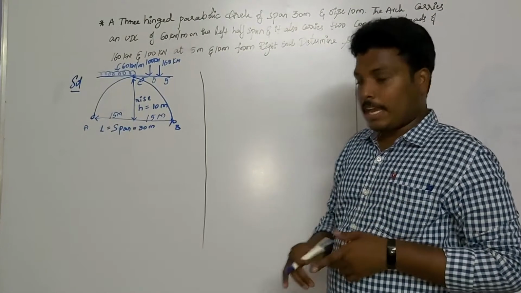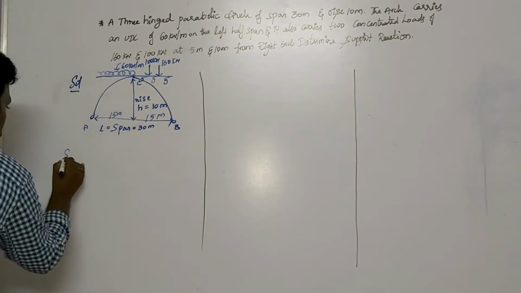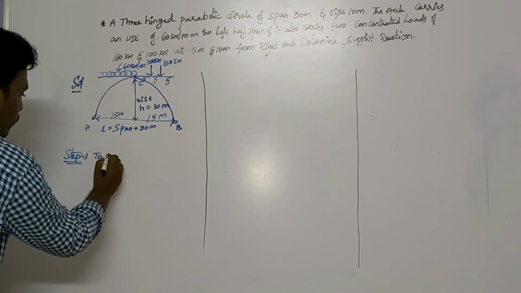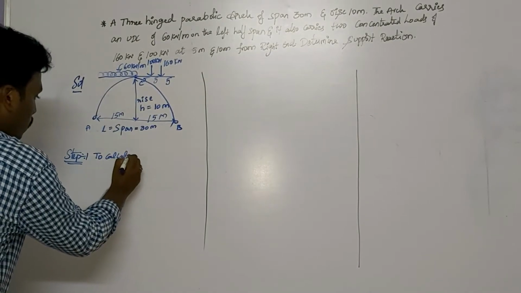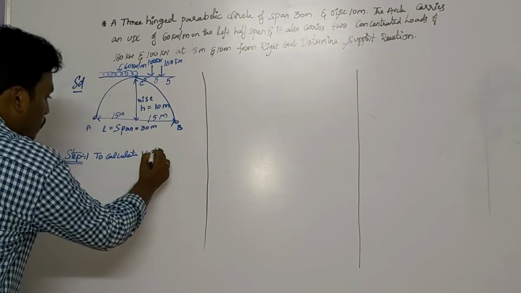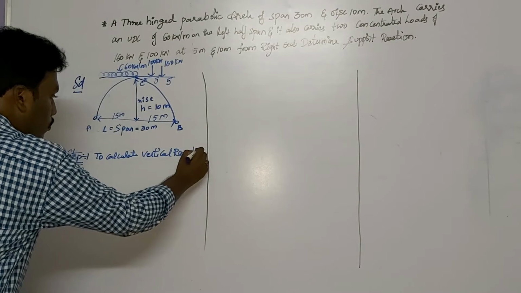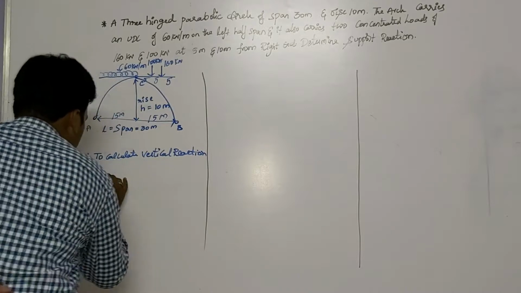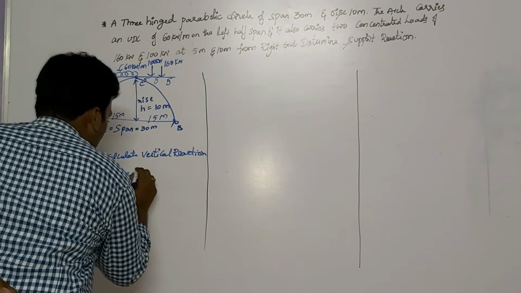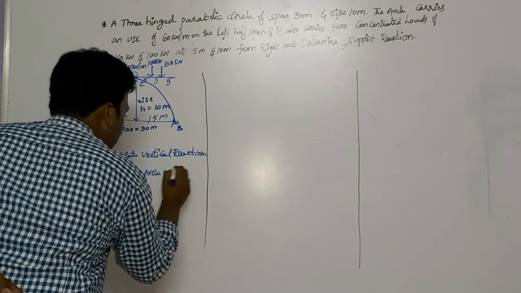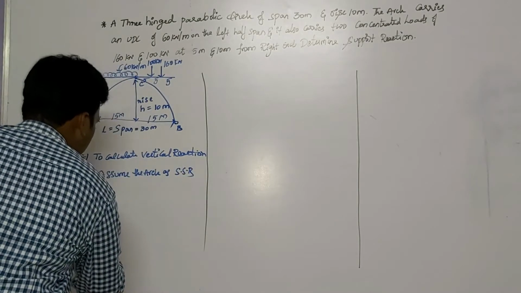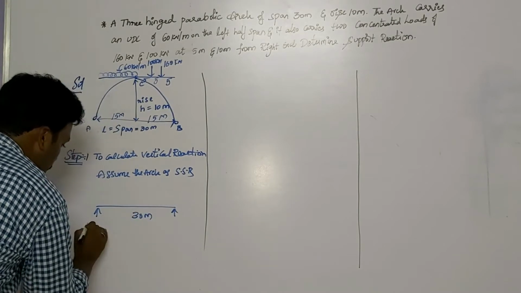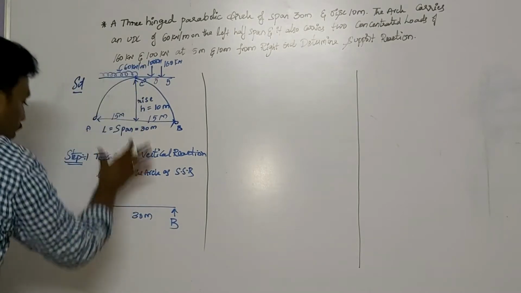So in the first stage, what do we calculate? Step 1. What is step 1? To calculate the vertical reaction. So to calculate the vertical reaction, what is the procedure? Assume the arch as a simply supported beam. We are representing our beam. So what is the span? 30 meters. This is A and this is B. Represent the loading condition we have here.